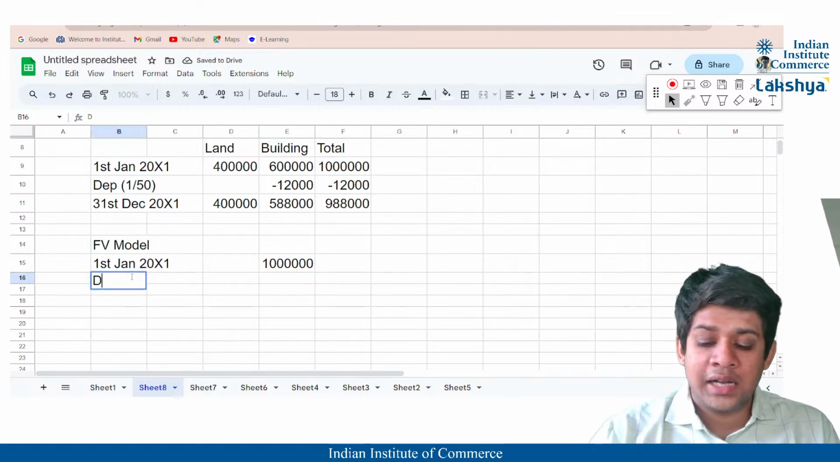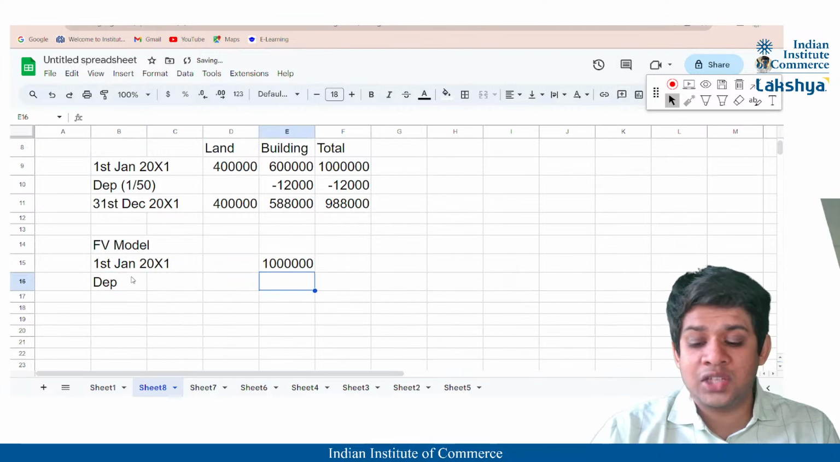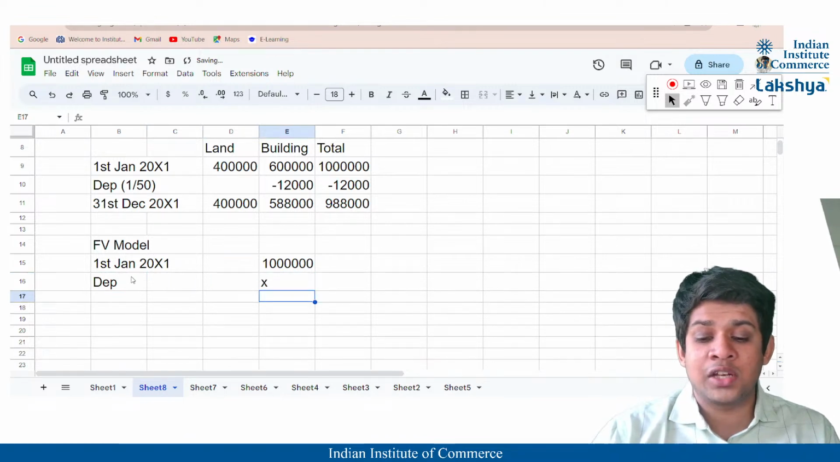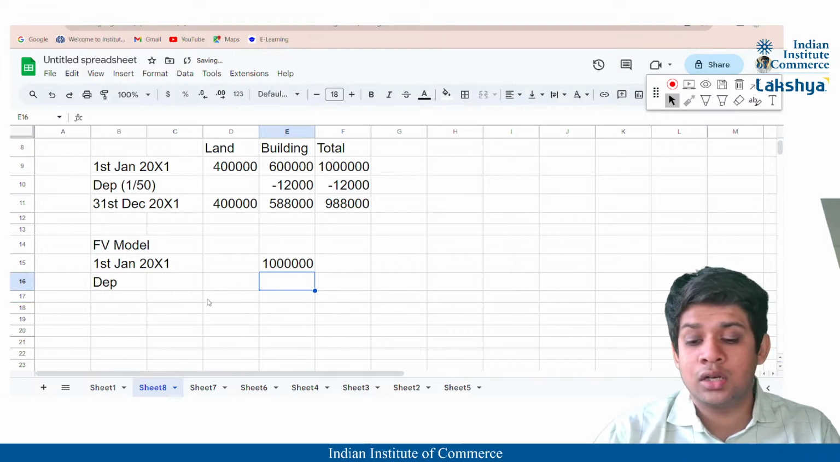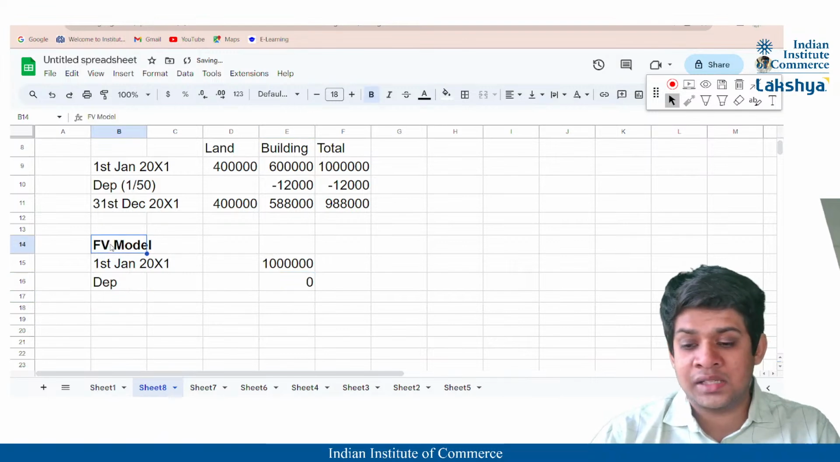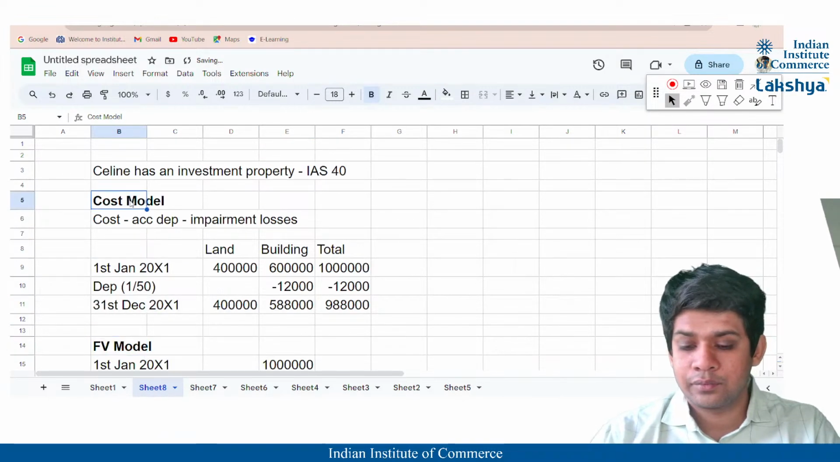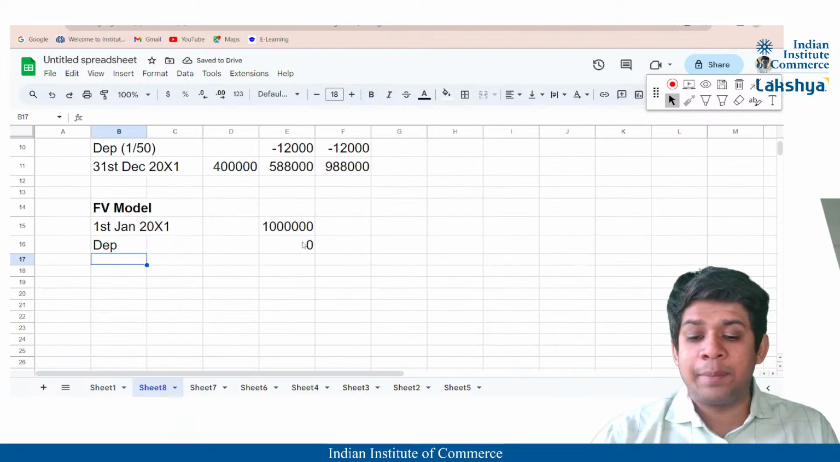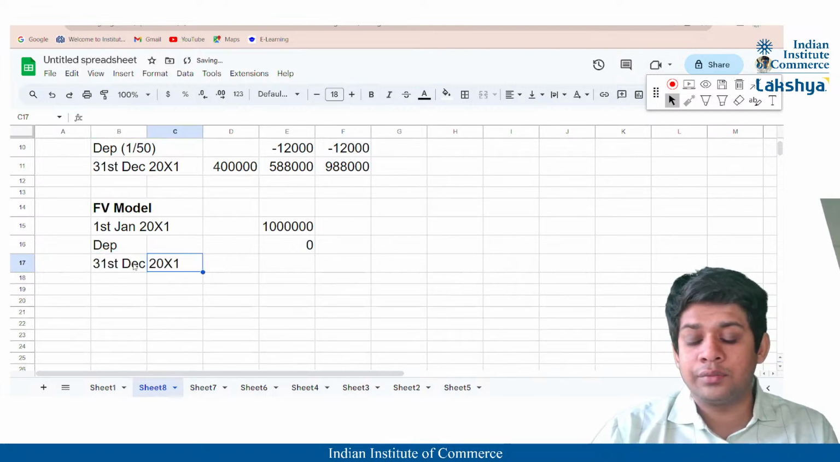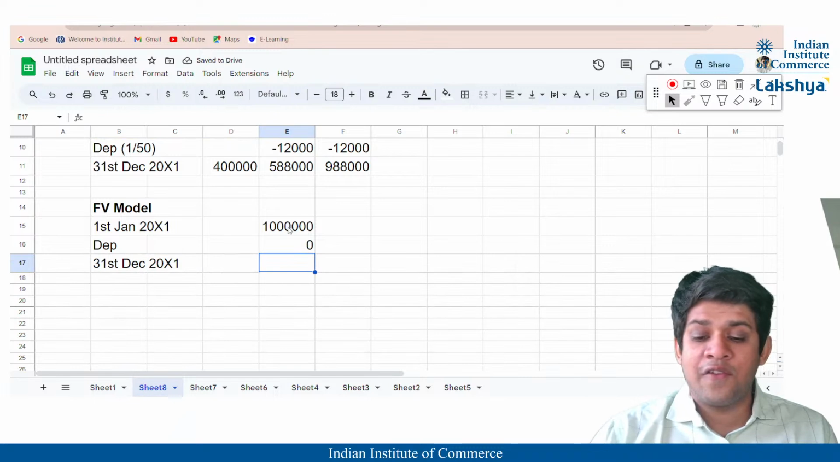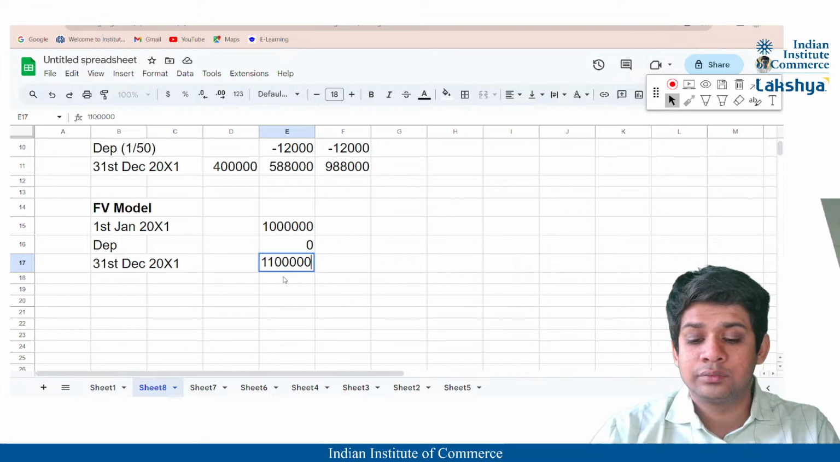And obviously, depreciation will not be charged here. There will be no depreciation, guys. Always remember, there will be no depreciation to be charged here. Depreciation will be zero because under the fair value model, we do not charge depreciation, right? So depreciation is not going to be charged here by the year end, that is by 31st December 2011. The value of my property has become 1.1 million, that is 11 lakh.